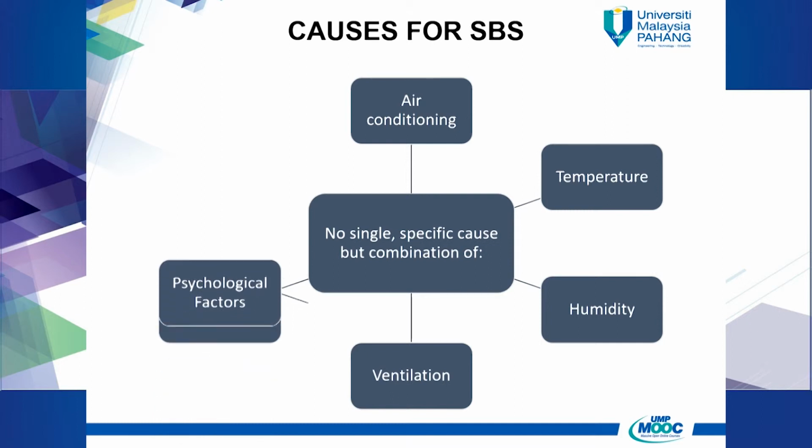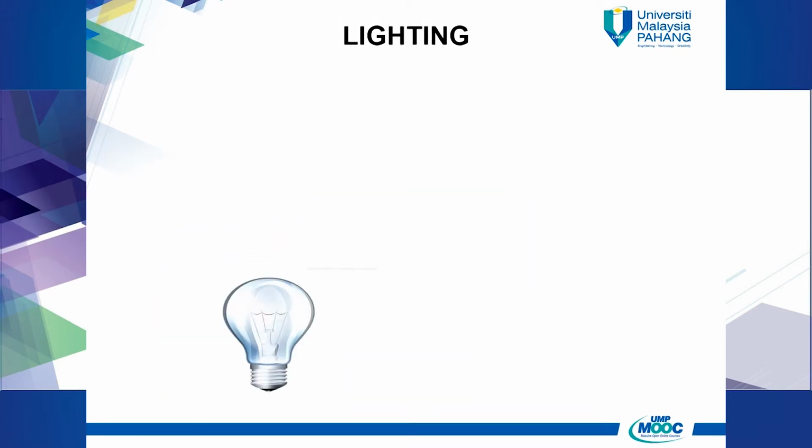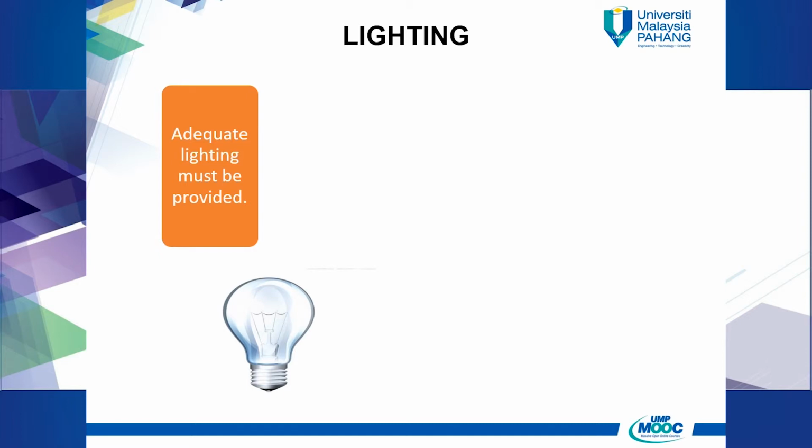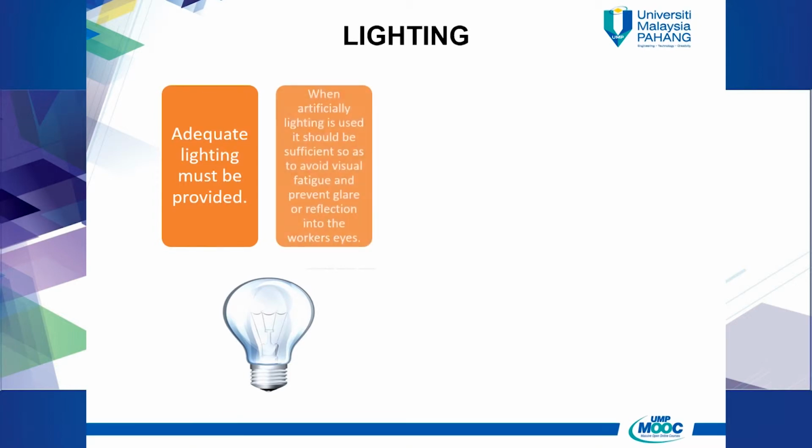lighting, and psychological factors. Adequate lighting must be provided. Where possible, offices should have natural lighting. When artificial lighting is used, it should be sufficient so as to avoid visual fatigue and prevent glare or reflection into the worker's eyes. The basic requirements for adequate lighting are that the work activities must be easy to see and the light comfortable to the eyes.